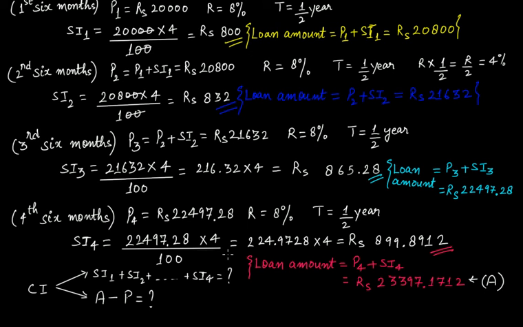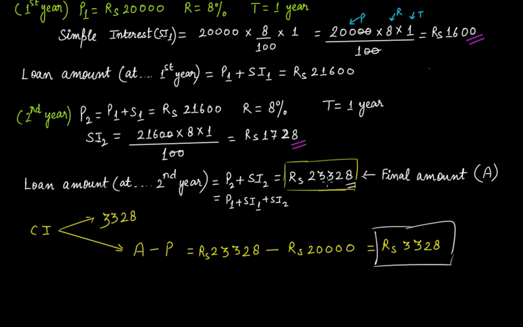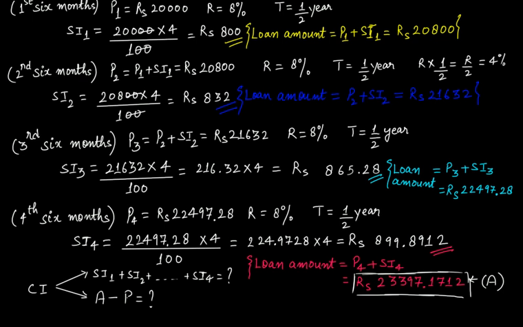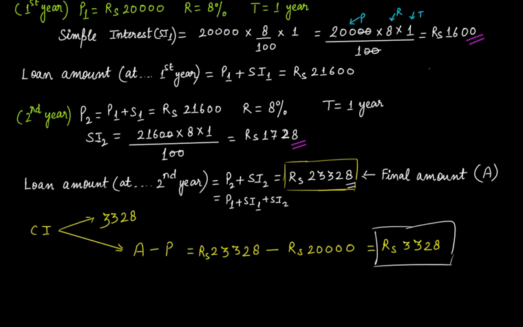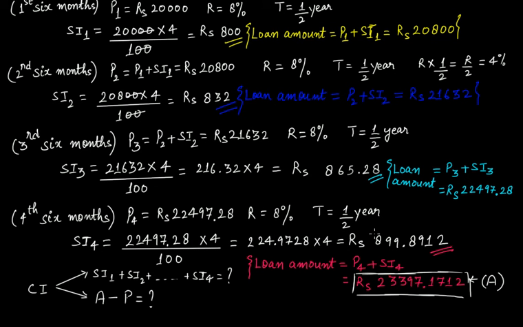But last important point, if you notice, this final amount that you pay back to the bank when your interest has been compounded half yearly is 23,397.1712. And when it was compounded annually, it was 23,328. So clearly this value is larger than this value. It means that in this case, when your interest is being compounded half yearly, you actually have to pay extra amount.